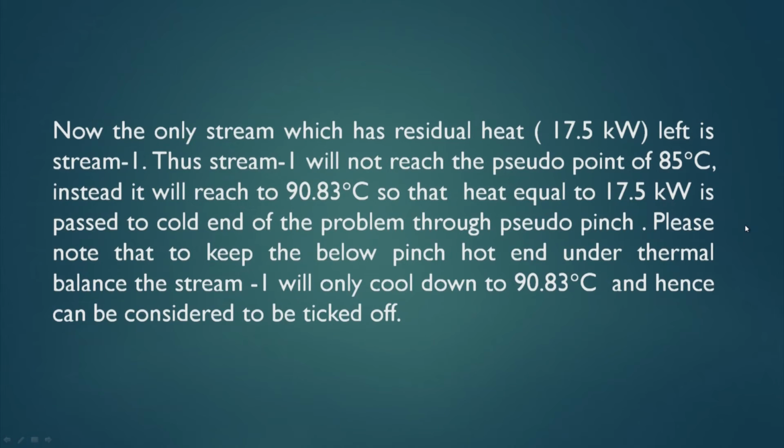Now, the only stream which has residual heat, 17.5 kilowatt left, is stream 1. Stream 1 will not reach the pseudo pinch point of 85 degree centigrade, instead it will reach up to 90.83 degree centigrade. So, that heat equal to 17.5 kilowatt is passed to the cold end of the problem through the pseudo pinch. Please note that to keep the below pinch hot end under thermal balance, stream 1 will only cool down to 90.83 degree centigrade and hence can be considered to be ticked off.